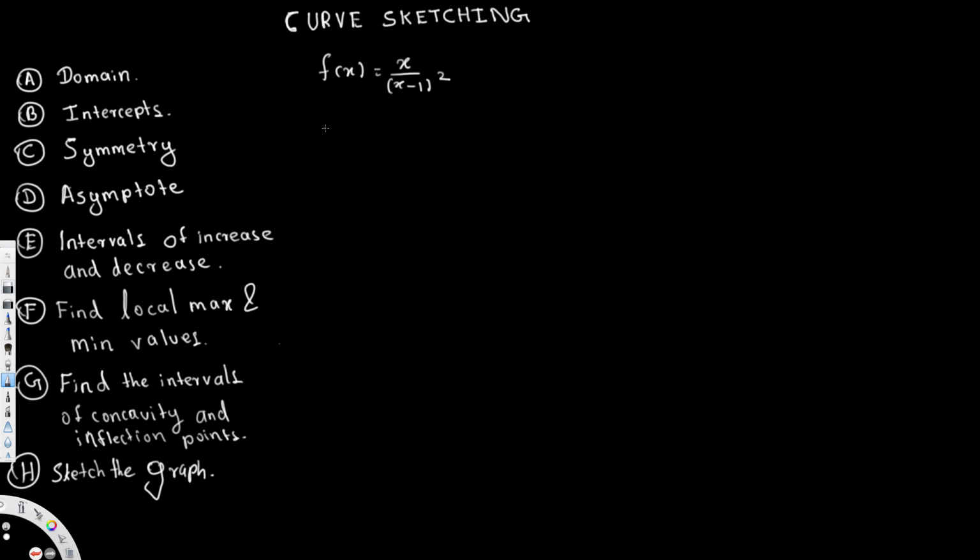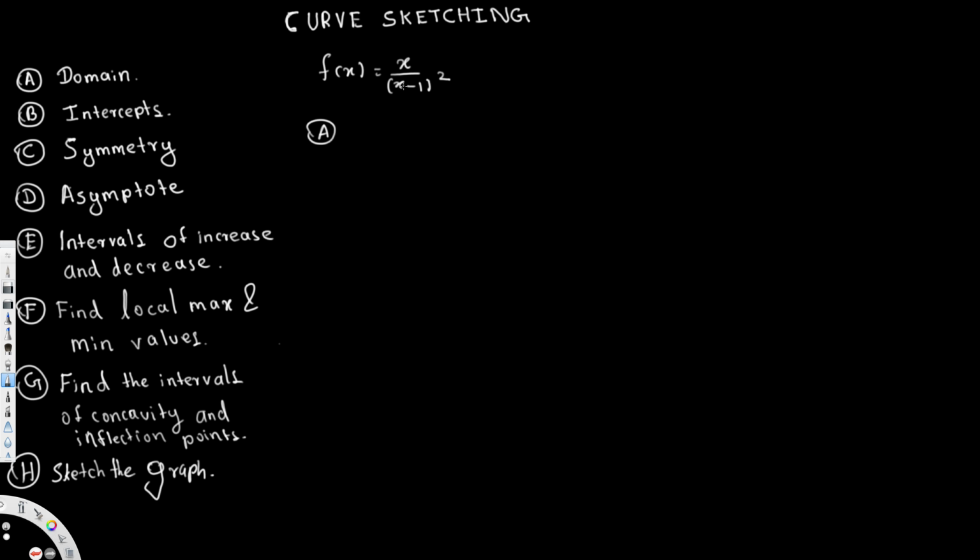So let's begin with the domain. In this case, if you see the equation, x can be any real number, but in the bottom, it's x minus 1, and the denominator cannot be 0, because if it's 0, this will become undefined. So that's the only impossible value that we can have.